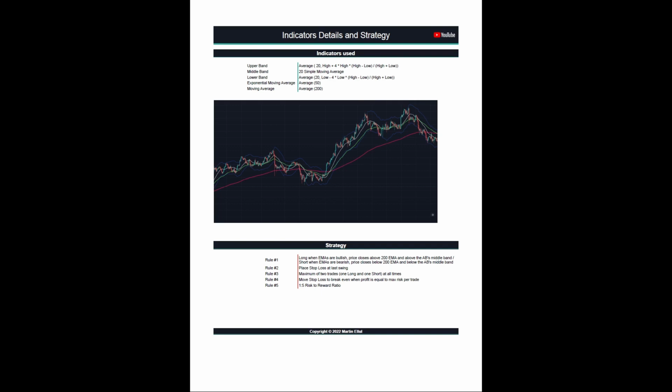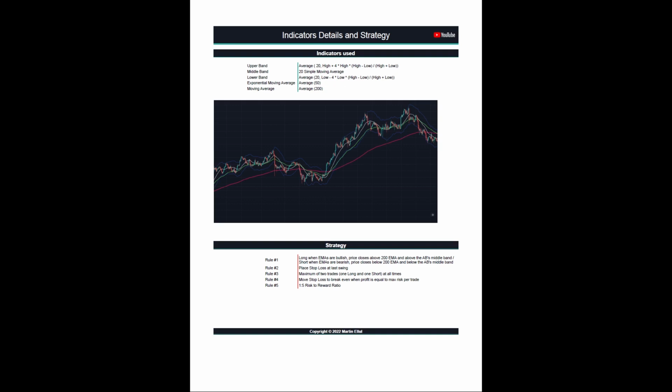Alright, so let's get on the charts now, so I can show you a few examples of the strategy, and then I'll perform the 100 trade backtest. So the strategy is as follows. We go long when the EMAs are bullish, which means the 50 EMA is above the 200 EMA, and the price closes above the 200 EMA, as well as above the acceleration band's middle band. Similarly, we go short when the EMAs are bearish, which means the 50 EMA is below the 200 EMA, and the price closes below the 200 EMA, as well as below the acceleration band's middle band.